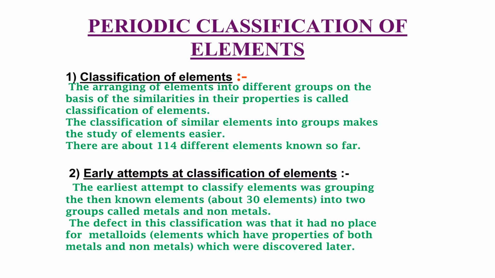The earliest attempt to classify elements, about 30 elements, into two groups called metals and non-metals. The defect in this classification. So we move to next.